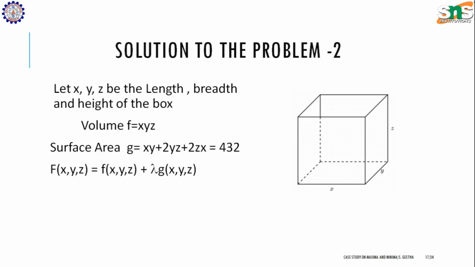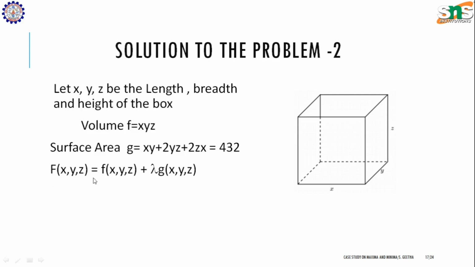Solution to the problem. Let us consider x, y, z be the length, breadth and height of the rectangular box. Here the unknown function is volume. We have to maximize the volume. For that we consider f equal to xyz, and the given value is the surface area. Since it is open at the top, g equal to xy plus 2yz plus 2zx, that is equal to 432 square meter.